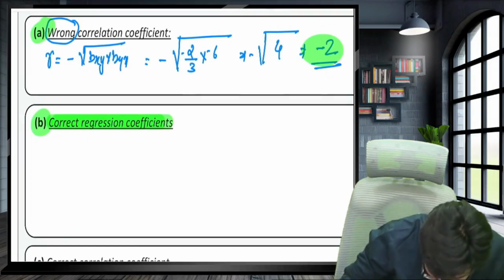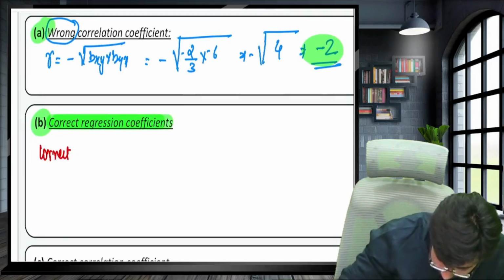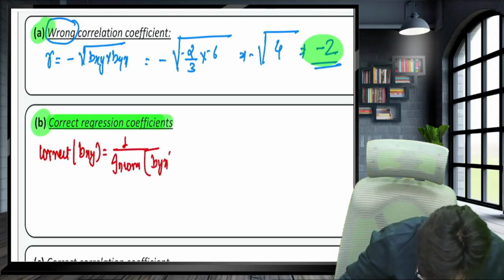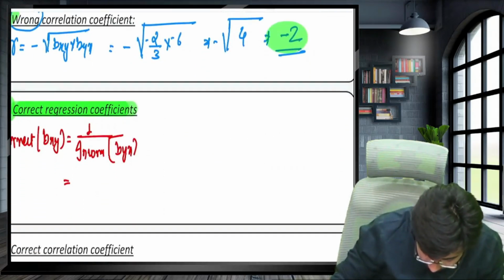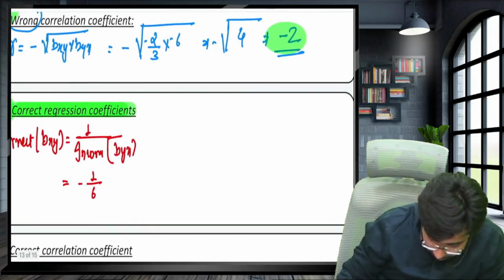Wait, guys. The correct bx on y is equal to 1 upon by on x. So guys, this will be 1 upon y on x, 1 upon minus 6. This is my correct bx on y.